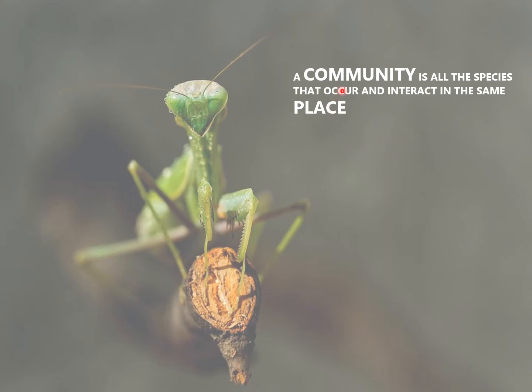A community is all the species that occur and interact in the same place. You can think of a community as a group of species that all occur and interact in the same location. If you go to a location and figure out all the species that were present there, that would be the community. It's not necessarily anything to do with the environment. It's just the biotic group of species that exists there.